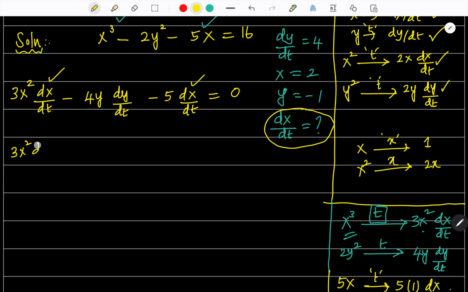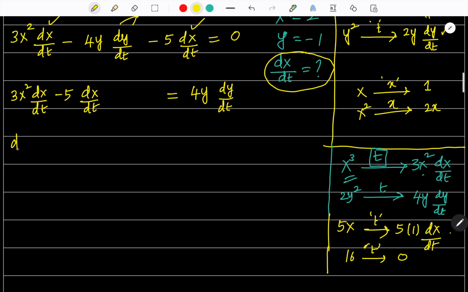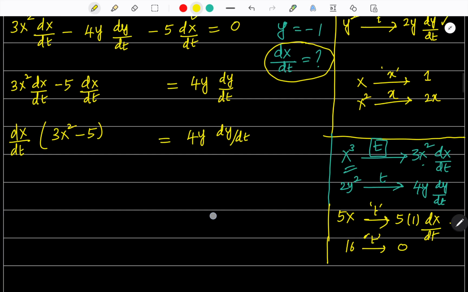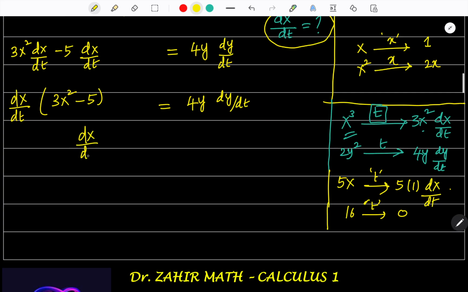So 3x square dx by dt and minus 5 dx by dt, which is equal to, take this one to the other side. What is this one? This is 4y dy by dt to the other side. So take dx by dt as common. You will get 3x square minus 5 is equal to 4y dy by dt. Okay. Now dx by dt is equal to 4y dy by dt divided by 3x square minus 5.